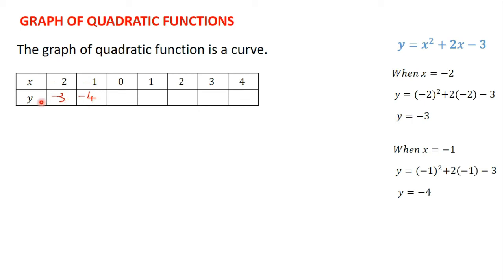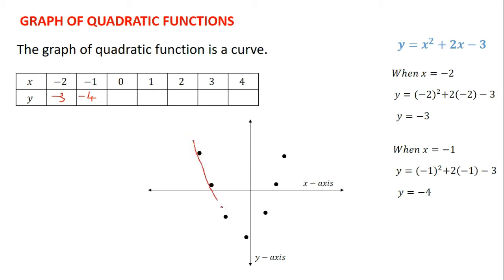So after finding the y value for each one of them, let's say this is our graph sheet, you plot the first point, you plot the second point, you plot the third point, you plot the fourth point, you plot the fifth point, you plot the sixth point, then you plot the seventh point. With these 7 points, we can see a clear pattern. We can see that the shape of the graph looks like this.